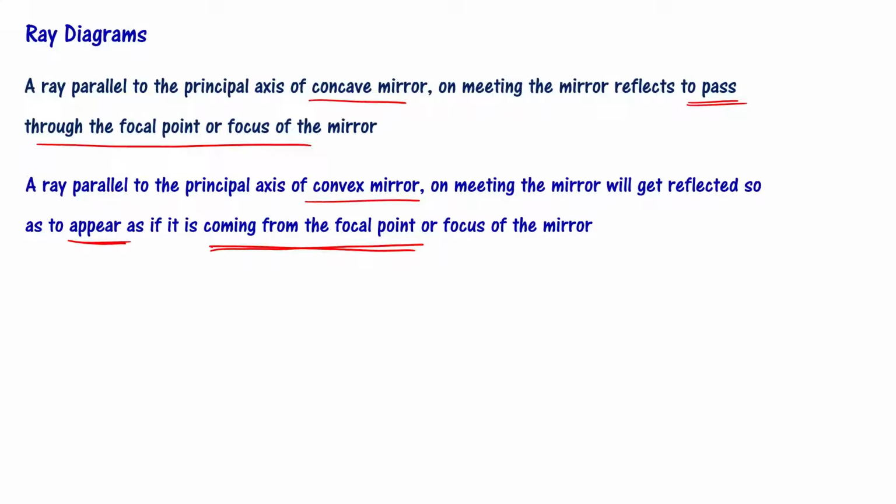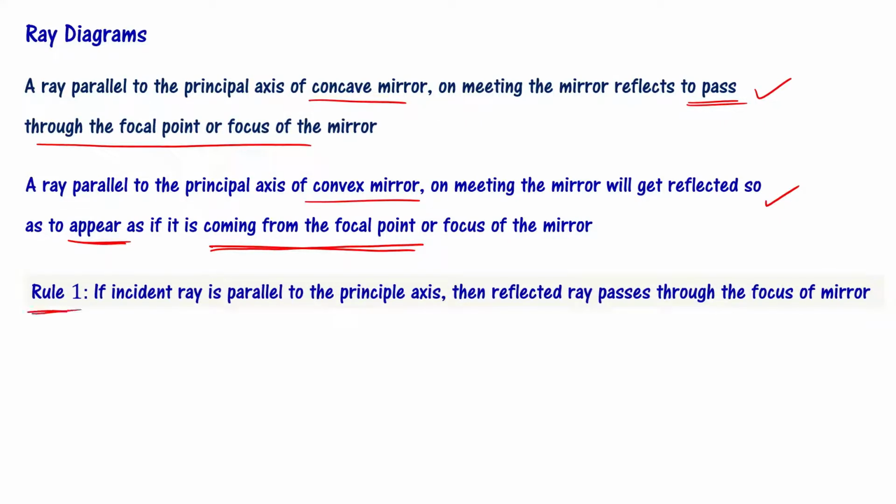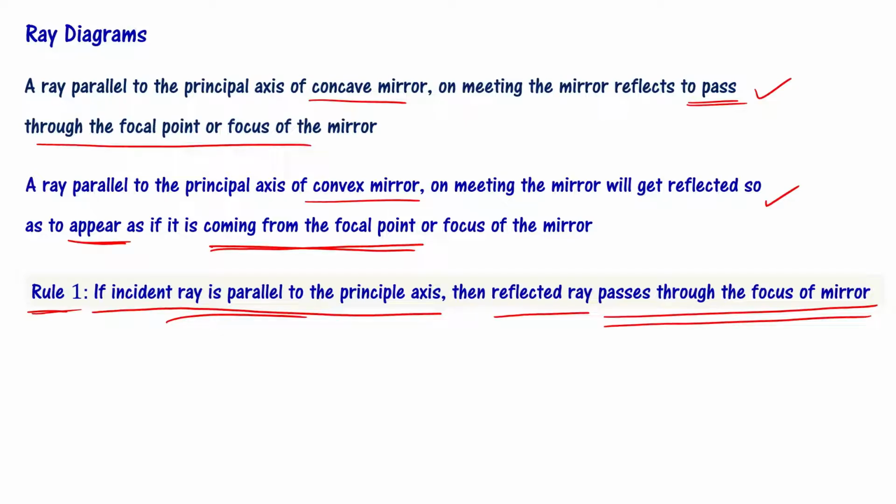So based on these two, we can write a rule. Of course, you can write a rule for the concave mirror and a rule for the convex mirror. For the time being, let's write it for the concave mirror. Rule 1 says that if the incident ray is parallel to the principal axis, then the reflected ray is going to pass through the focus of the mirror. You see, the incident ray is parallel to the principal axis. Then the reflected ray is going to pass through the focus of the mirror. This is valid for concave mirrors.